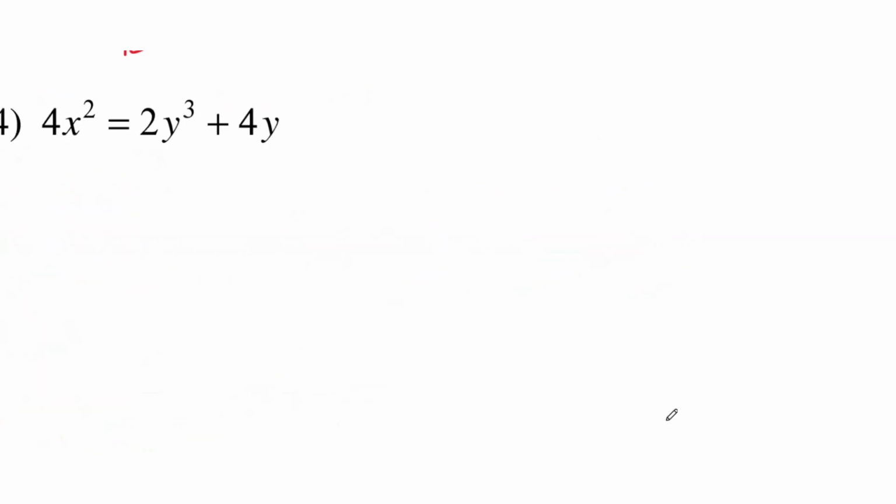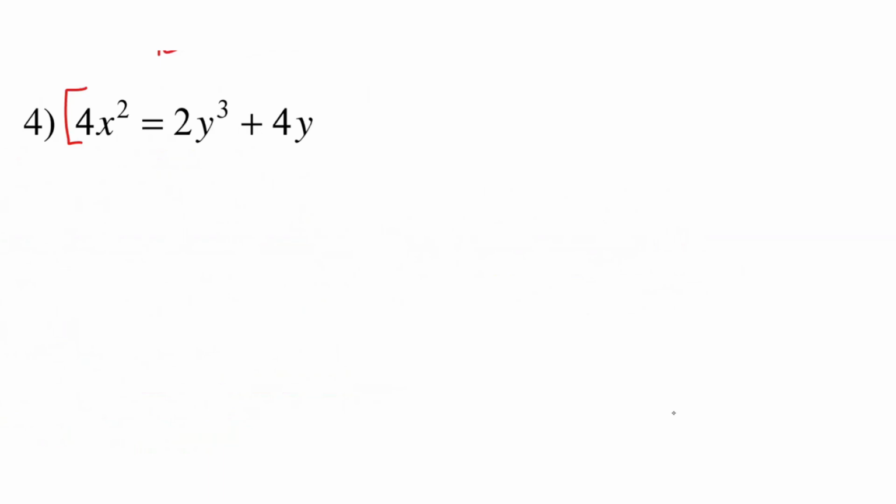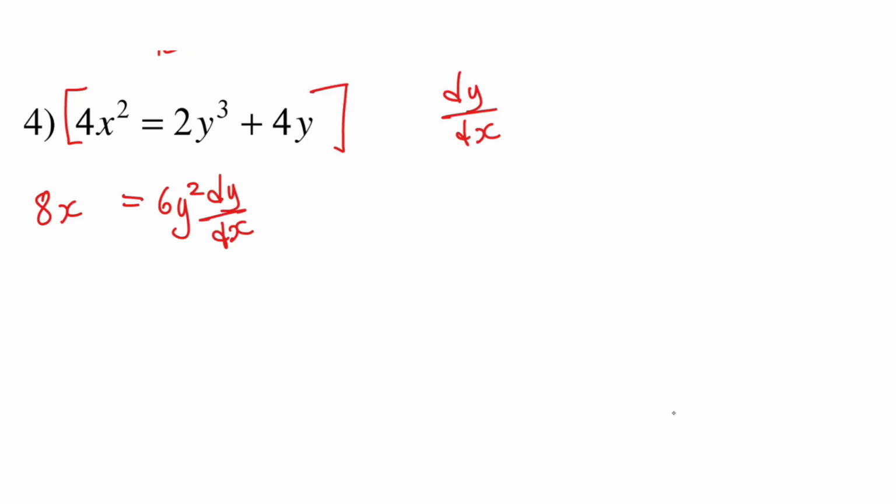All right. So we're doing the same thing. We're taking the derivative of this with respect to x. And in the end, we're going to isolate dy dx. Okay. So let's get it. So 4 times 2, this is going to give us 8x. And this is equal to 6y to the second, and then we're going to attach dy dx to that, plus 4. Because it's a y term again, we're going to have to attach dy dx.